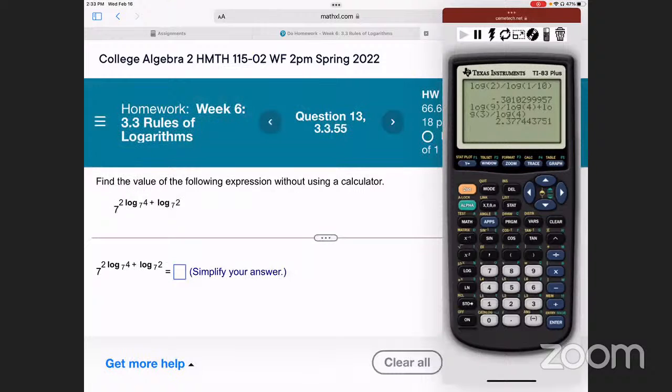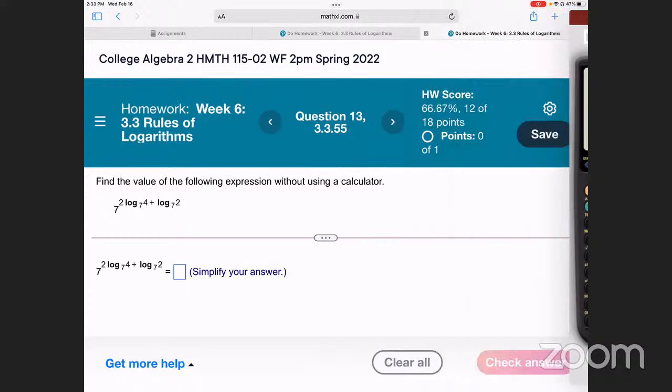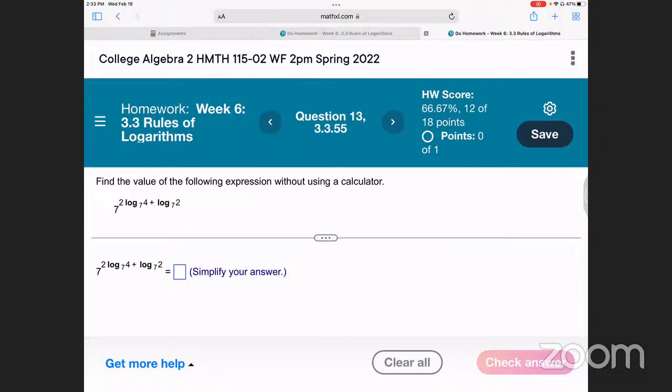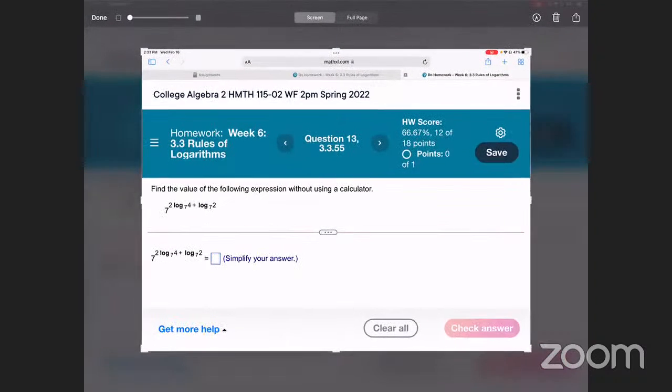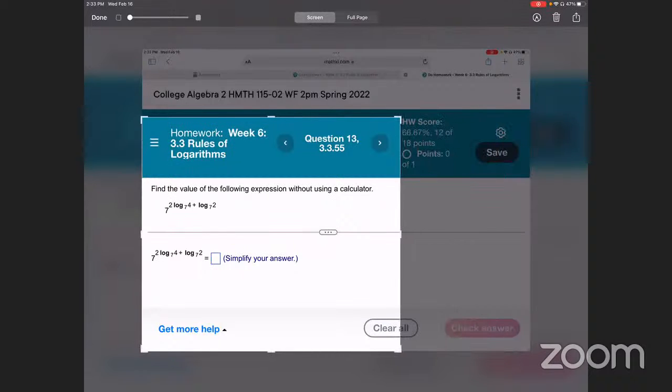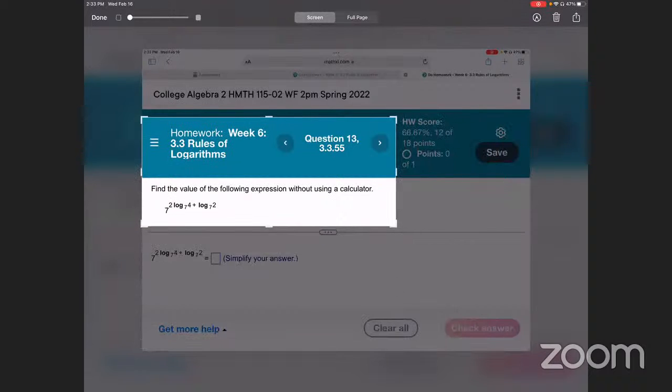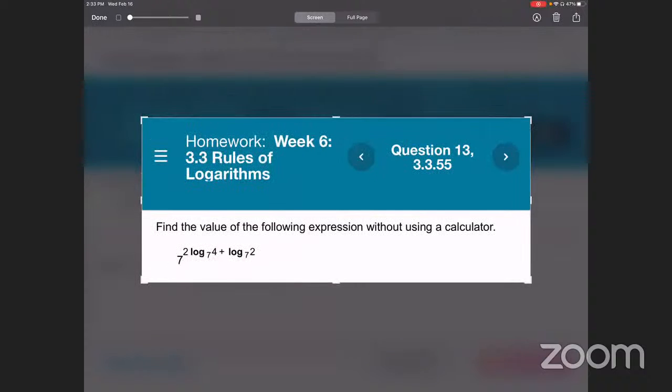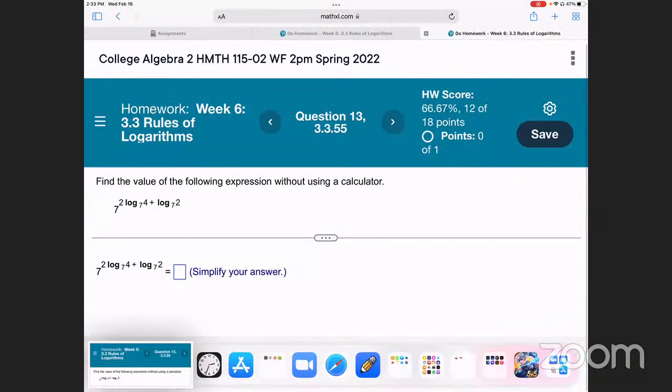Find the value of the function without using the calculator. Okay, let's take some notes. I totally just got sleepy all of a sudden. I was like, oh, I want to go to sleep now. I just want to go into a deep sleep. We only have about 10 minutes. All right, let's take some notes on this one.